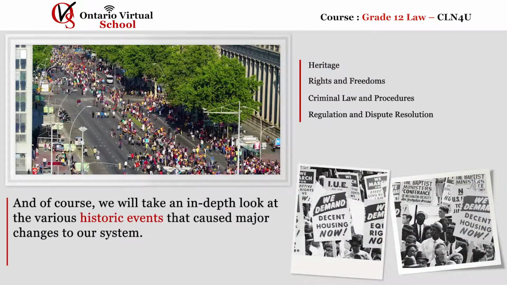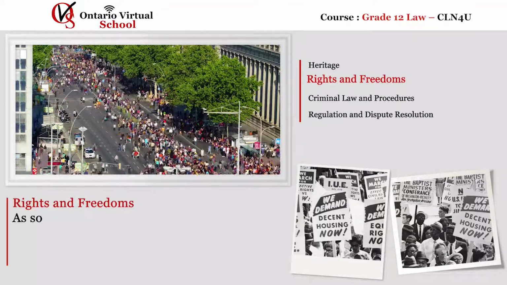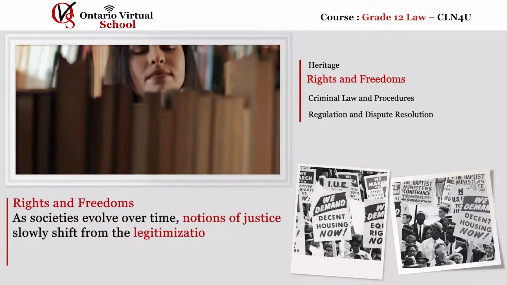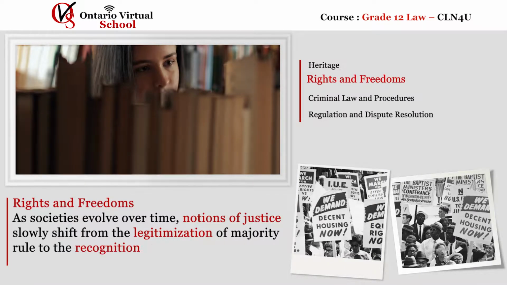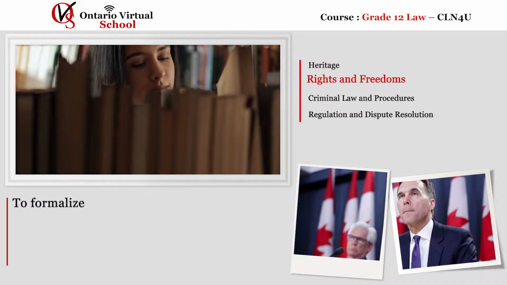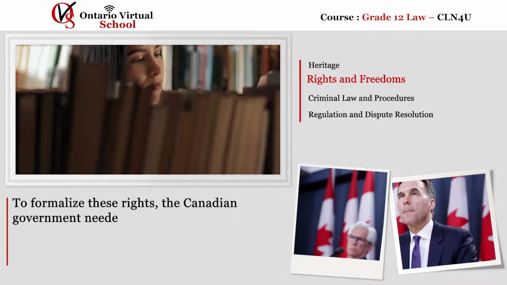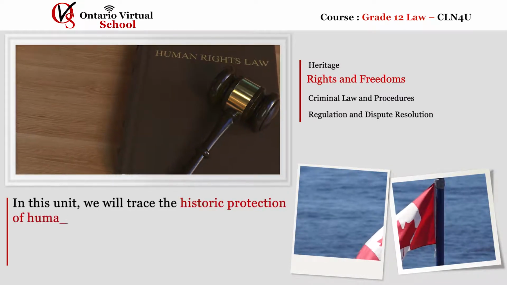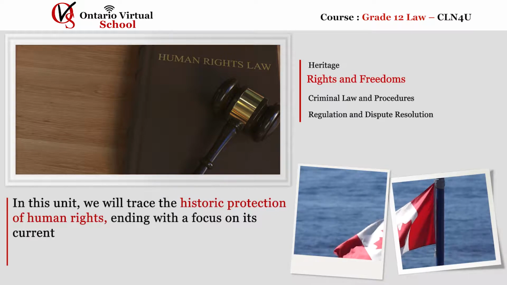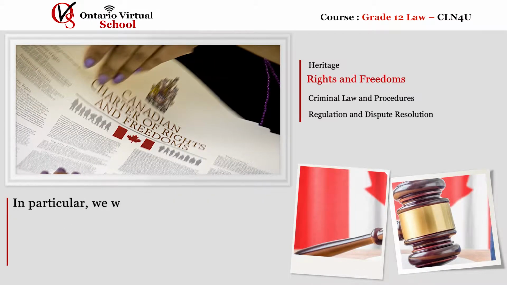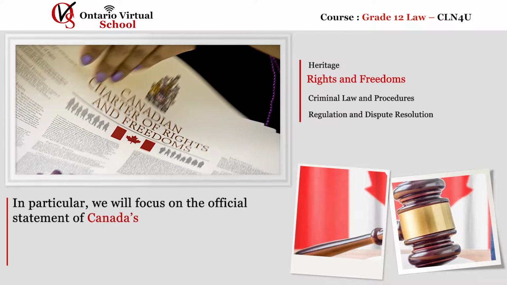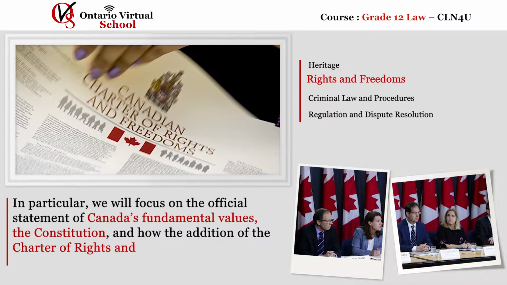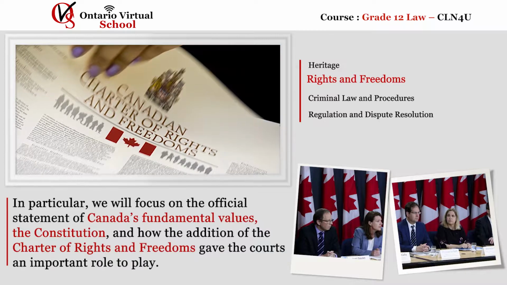Rights and freedoms. As societies evolve over time, notions of justice slowly shift from the legitimization of majority rule to the recognition of individual rights. To formalize these rights, the Canadian government needed to pass legislation. In this unit, we will trace the historic protection of human rights, ending with a focus on its current state. In particular, we will focus on the official statement of Canada's fundamental values, the Constitution, and how the addition of the Charter of Rights and Freedoms gave the courts an important role to play.